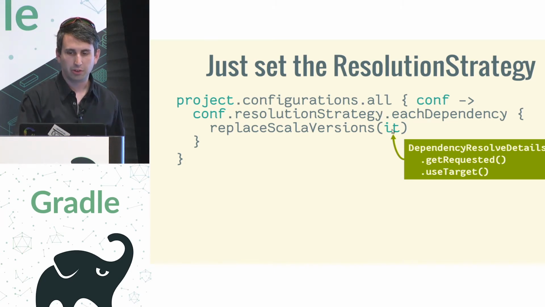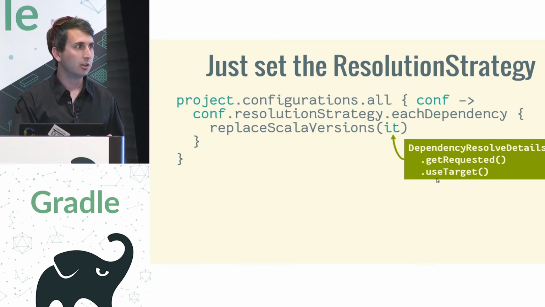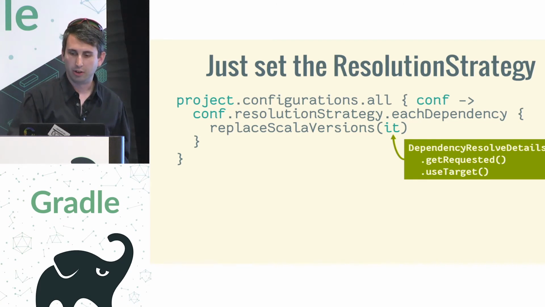This DependencyResolveDetails allows you to inspect the dependency that they requested, so that would be the one with the percents in it. And then you can call useTarget to say, don't use that, here's how you resolve it. So I can do the string substitution in there quite easily.